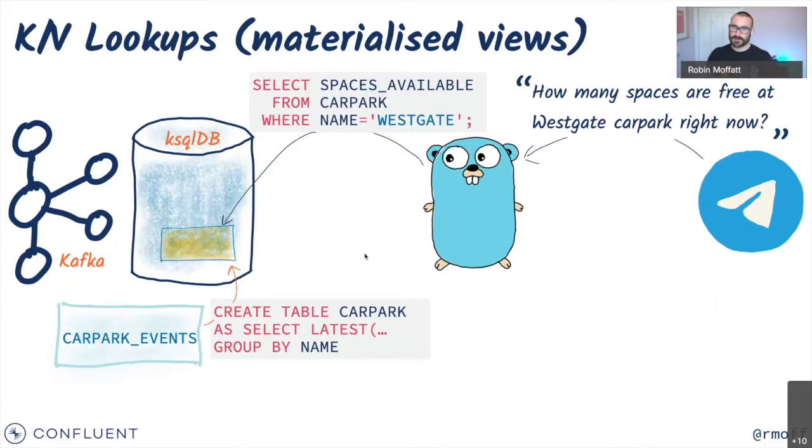So our user says to our application, how many spaces are there? The application can run a query against that data within ksqlDB to find out that information. It's just a pull query, a static query. It says, what's the current state? It pulls that out of the materialized view, and passes that back to the application and back to the user.